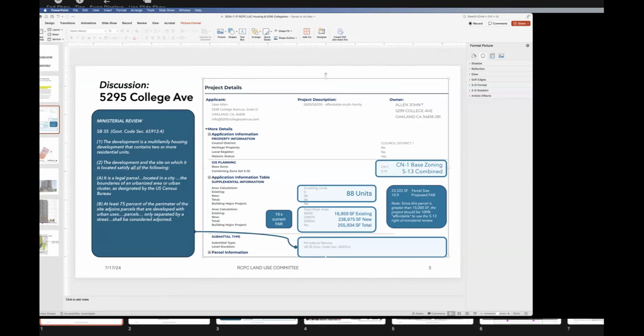And in this case, when you invoke state density bonus law by having the bonus units in your project, even if you only built one bonus unit, actually technically if you built no bonus units, but you qualified to build bonus units, you get an unlimited number of concessions. You do get a limited number of waivers, but an unlimited number of concessions, which are any things that would physically prevent you from fitting those bonus units on a site.